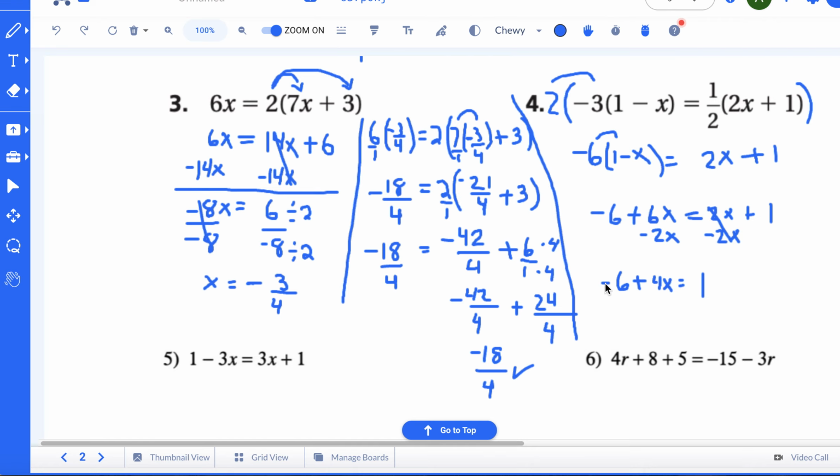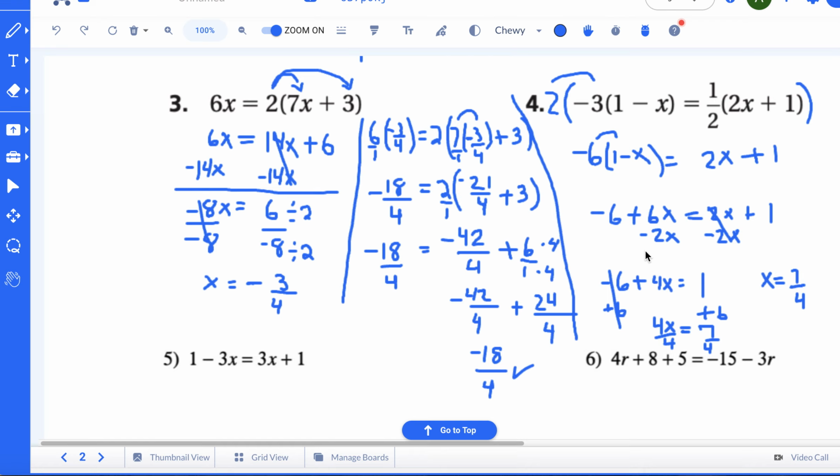Now I need to make this negative 6 into 0 so it can go to the other side. So I'm going to add 6 to both sides. And now this cancels, and now you have 4x equals 7. And then get rid of the 4 by dividing by 4. And now you get that x equals 7 over 4.